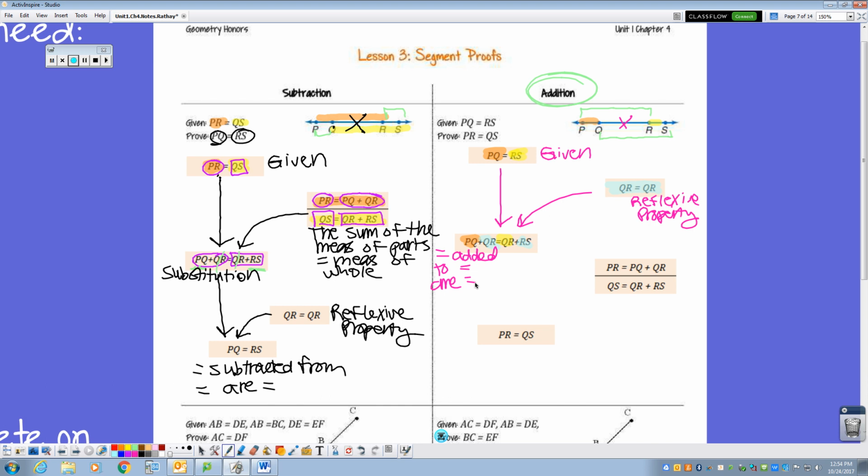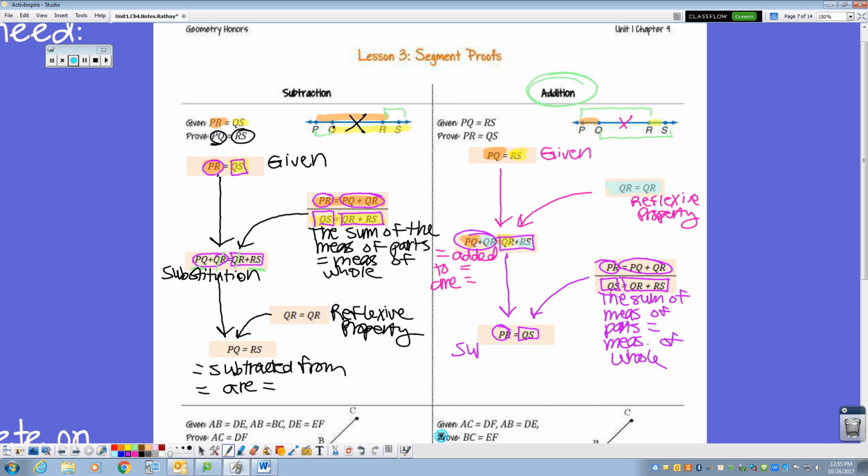Now my goal is to get PR. Well, PQ plus QR is PR, but I can't replace it until somewhere you explicitly state that that is PR. And QR plus RS is QS, which is what I'm trying to get. But I can't replace it unless you tell me that it's QS. And to tell me, you have to use the reason, the sum of the measures of the parts equals the measure of the whole. So you've told me, so now I can replace a circle with the other item in the circle, and the box with the other item in the box. And because I'm swapping things out for equivalent quantities, my reason is substitution, and my proof is complete.